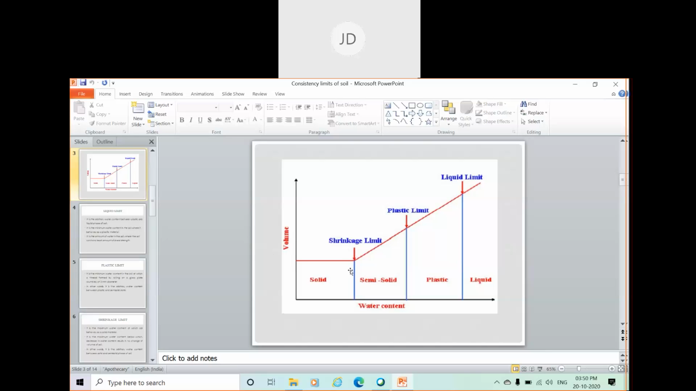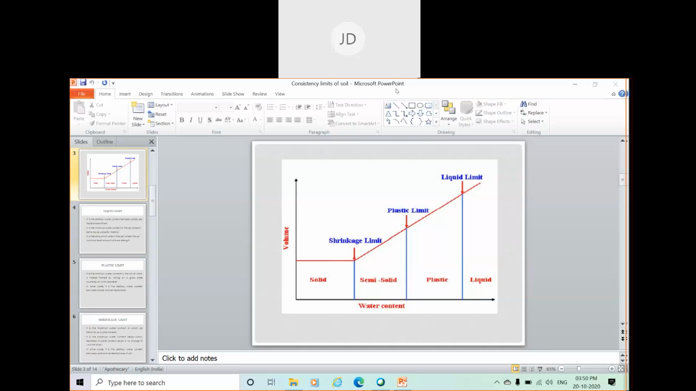Now, shrinkage limit is what? It is the boundary water limit, you can see here again, between solid and semi-solid state of consistency of soil. So we can say the definition of shrinkage limit: it is the water content corresponding to an arbitrary limit between semi-solid and solid state of consistency of soil. Just like the previous limits, plastic limit and liquid limit, we can give almost a similar definition for shrinkage limit, only it is between solid and semi-solid state of consistency of soil.